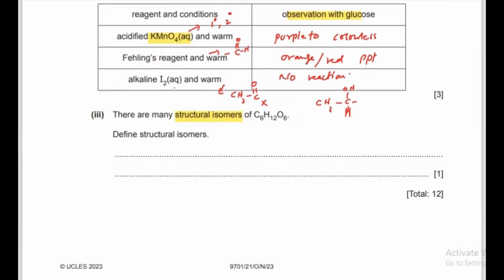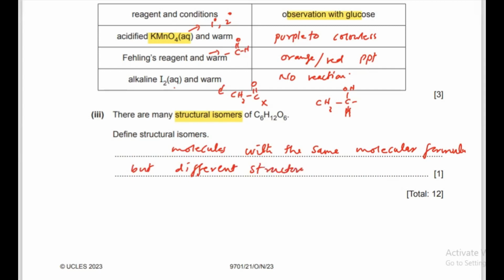Then there are many structural isomers. Define structural isomers. The molecules of the compounds which have the same molecular formula but different structural formula, they are the structural isomers.